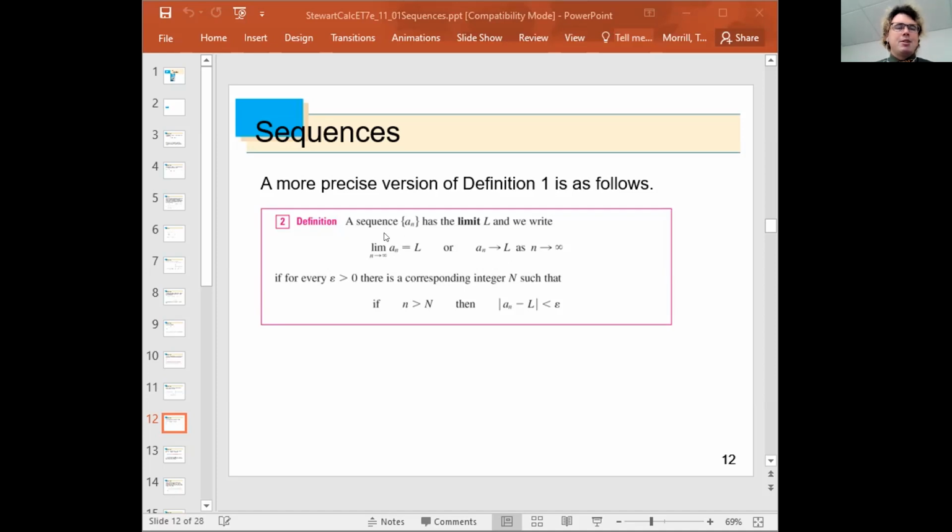So we can write this using the limit notation, the limit of the sequence a_n as n goes to infinity equals L. Or we can do this with the arrow notation instead: a_n tends to L as n tends to infinity. And what these mean is that for every epsilon positive, then at some point the sequence will always be epsilon close to the limiting value L.